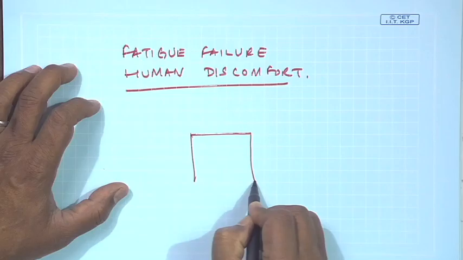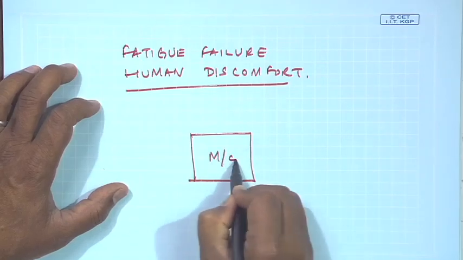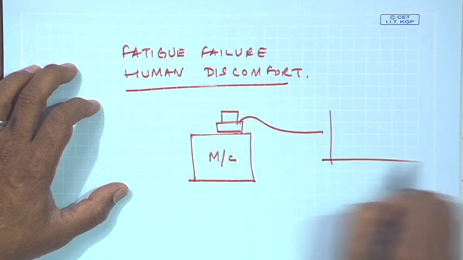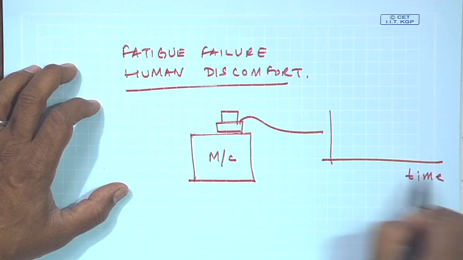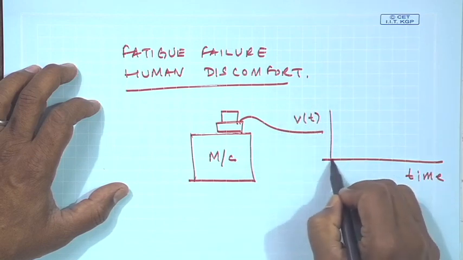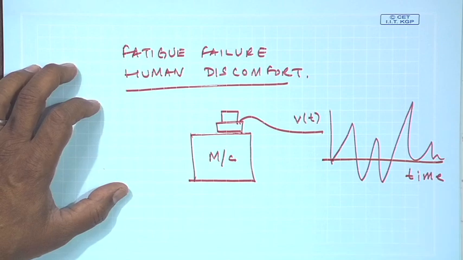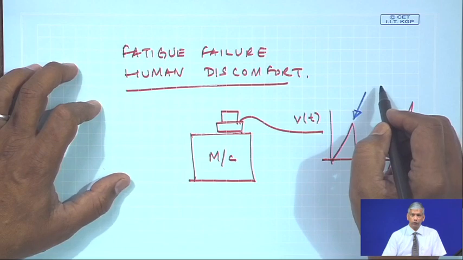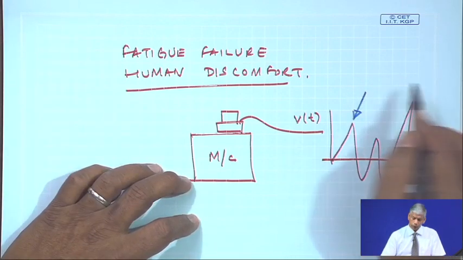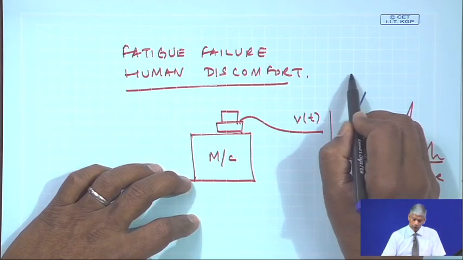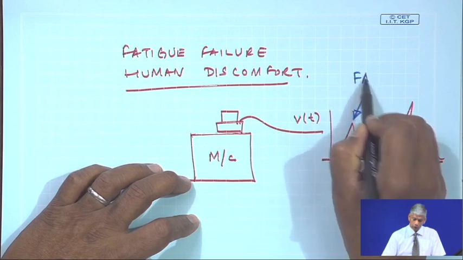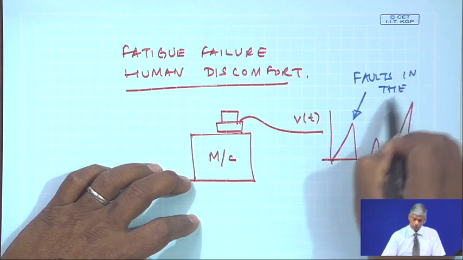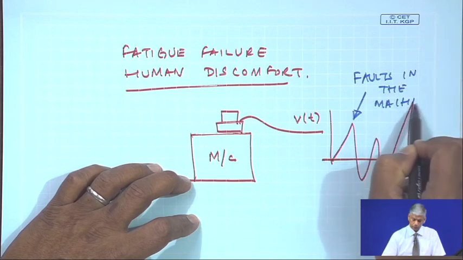But in machinery condition monitoring, we have a transducer on a machine and we get this vibration signal V(t), something like this. So, it is by analyzing this signal, which we will discuss the techniques of analysis later on, we can find out what are the faults in the machine.